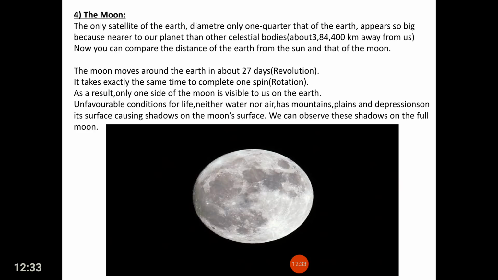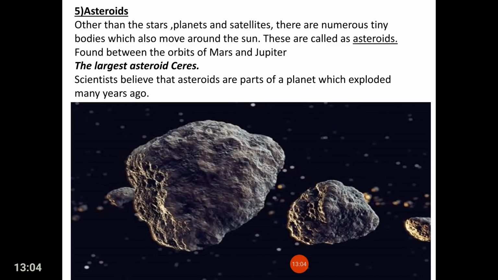As a result, only one side of the Moon is always visible to us. Students, till now we have not seen the other side of the Moon. Only one side of the Moon, that is the face of the Moon, has always been seen, and we don't know how the head looks. So if you want to see the head, you have to go to the other side of the Moon, because the rotation and revolution of the Moon is 27 days, and that is the reason why we can only see one side of the Moon always.